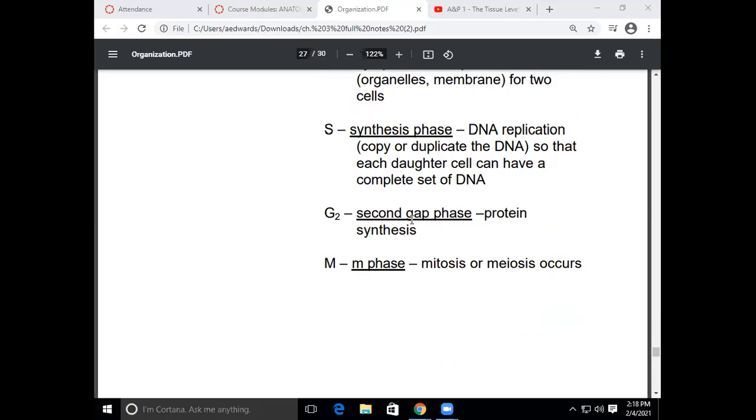All right, then you get a second gap phase. That's when you start synthesizing your proteins, excuse me. So that's where your transcription and translation happen. Now, that's not to say you don't have any of that going on at other points in the cell, but you basically are having a lot of protein synthesis going on because you're gonna have to make enough for 2 cells during G2. All right, then we get to M phase. That's where mitosis occurs.